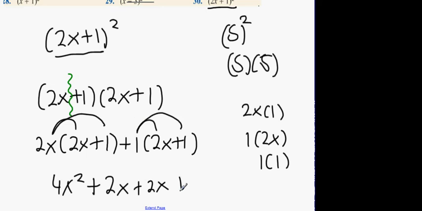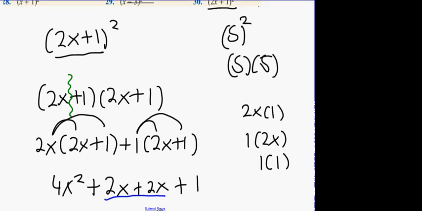And finally 1 multiplied by 1 is 1. What do I have to do with the middle? Alright, sorry guys. 2x multiplied by 2x is 4x squared, because 2 multiplied by 2 is 4. And how many x's do we have? That makes it 4x squared.